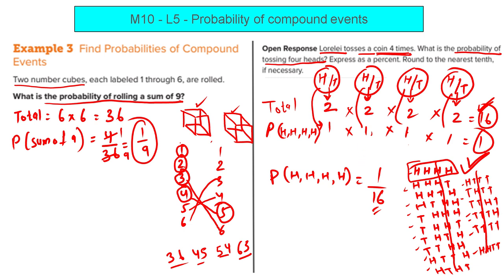So what will you do? For the total, multiply the total of all the coins. 2 times 2 times 2 times 2, 16. What do you need? 4 heads. How many heads here? 1. 1, 1, 1. Multiply them, you will get 1. So probability is 1 over 16. Okay. Next.